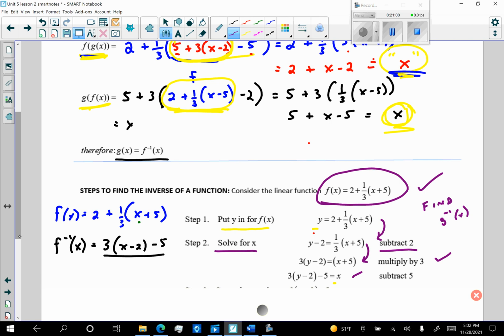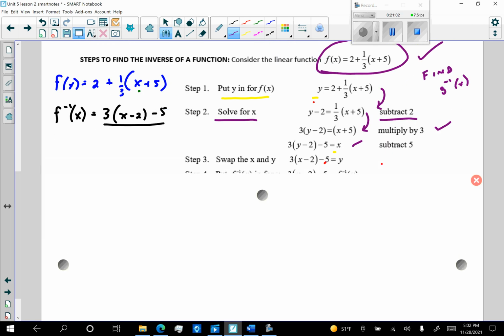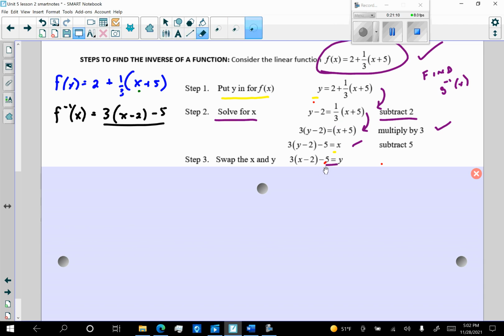Step 3 is I'm going to swap the x's and y's. Keep in mind, what am I doing? I'm finding the inverse. And then step 3 says swap the x's and y's. I'm going to put x in for y and y in for x. There you go. Oh, golly gee, that was an easy step.